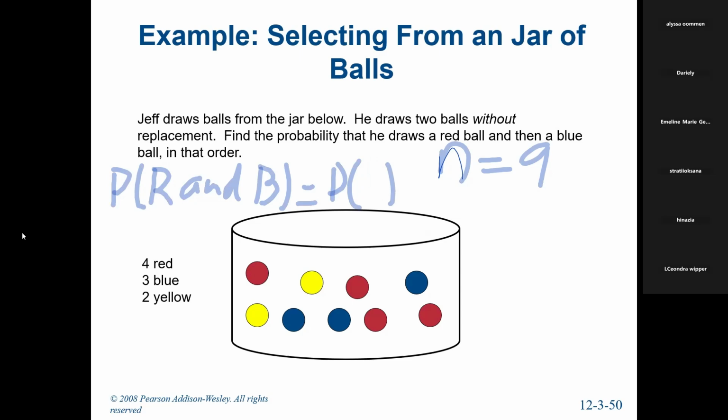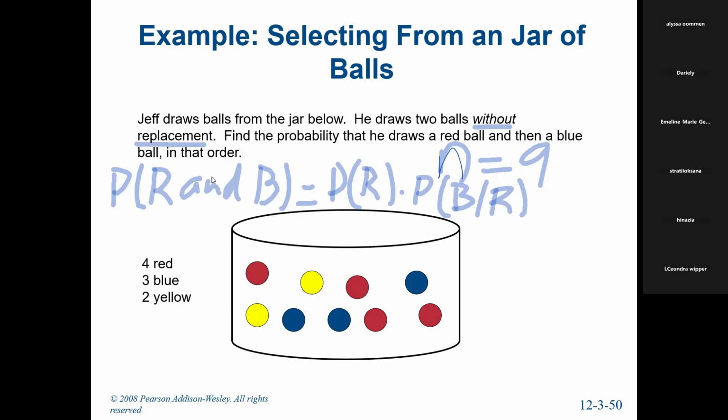It's a red ball times P of blue given it is a red. Now, because this is a keyword here: without replacement.